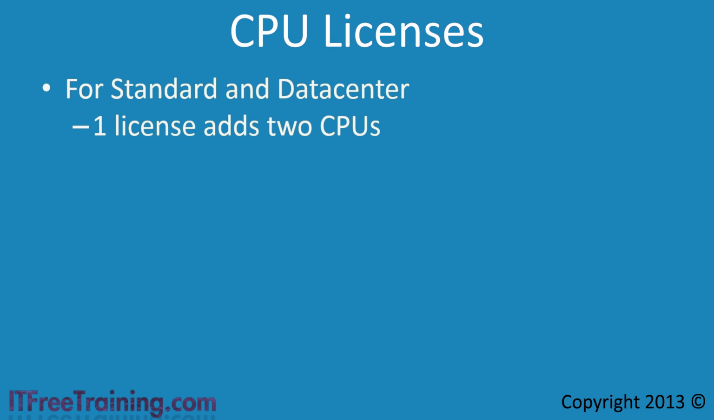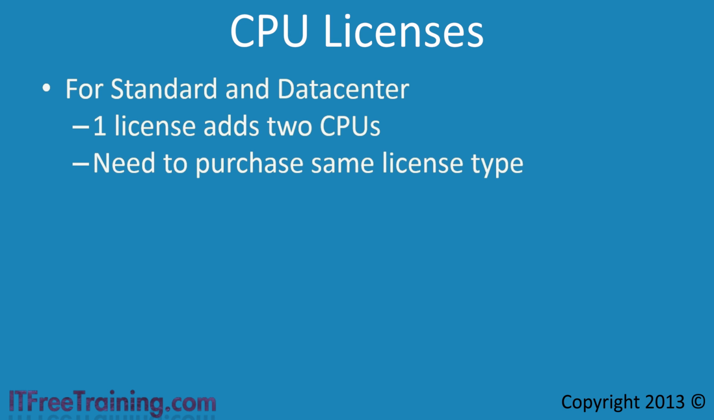Adding CPU licenses is quite easy. For Standard and Datacenter, if you want to use more than 2 CPUs in the one physical server, you need to purchase another copy of Windows Server 2012. This new license will effectively allow the server to use 2 more CPUs. The license also needs to be the same edition. You could not, for example, purchase Standard Edition licenses to run on Datacenter.